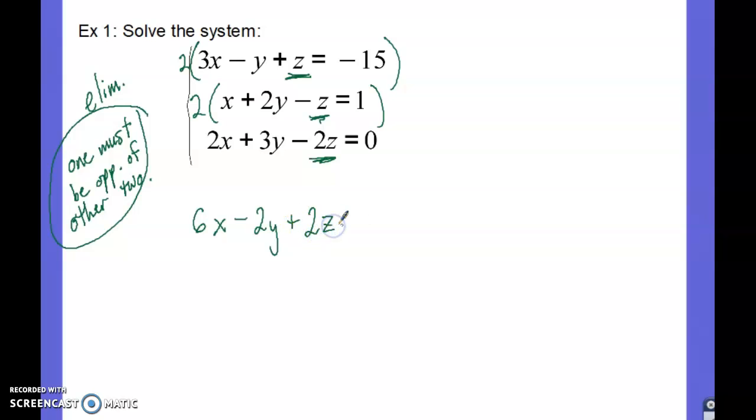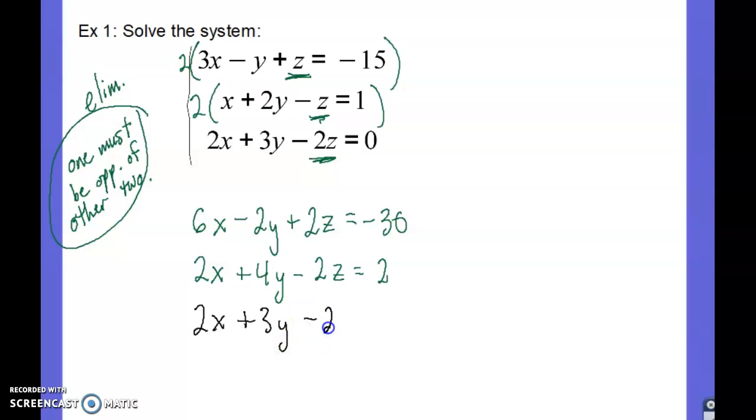And I put a little dash on my z so it doesn't look like a 2 equals negative 30. The middle equation is going to be 2x plus 4y minus 2z is equal to 2. And that bottom equation is going to be the same because I don't need to change the z's, equals 0. So now that I'm looking at this, the one that is the opposite is the one that I'm going to use twice. And the reason why I'm going to do that twice is I'm going to eliminate the variables by putting the opposite one and combine it with the other 2.